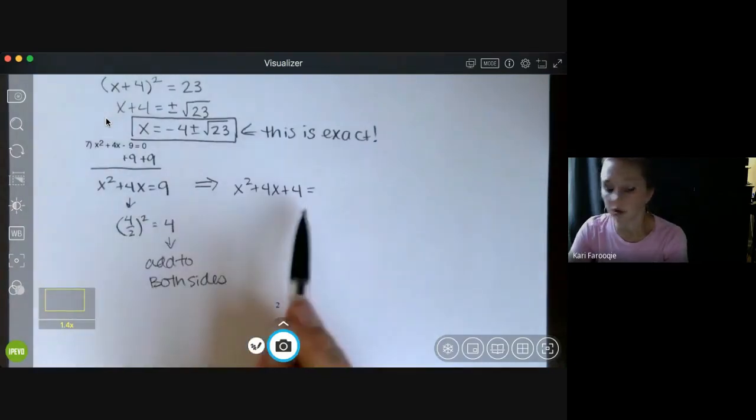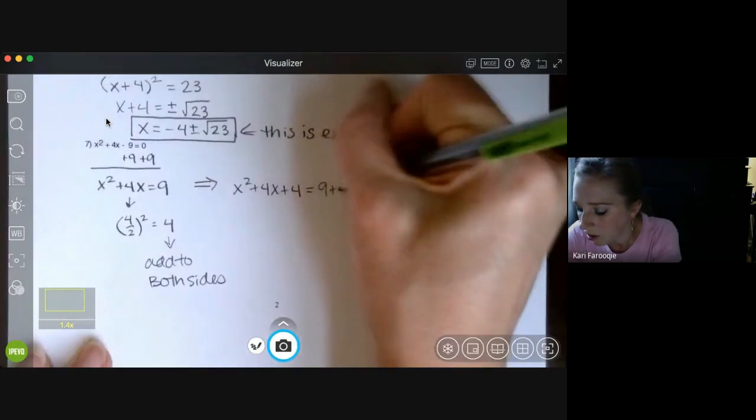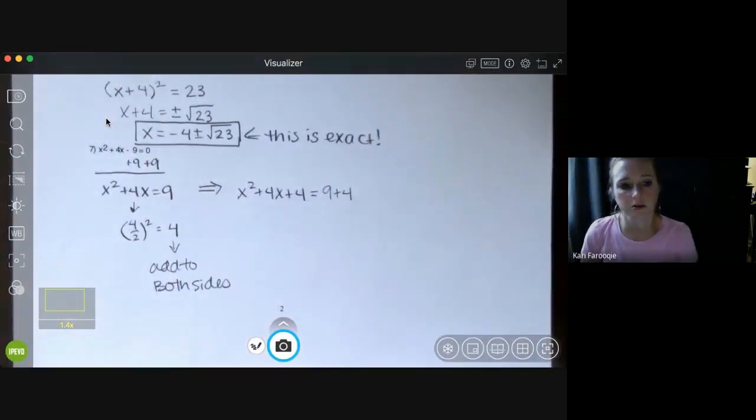So I showed adding it to the left. Make sure you also add it to the right. What you do to one side, you must do to the other side. Questions so far? Non-dog related questions.